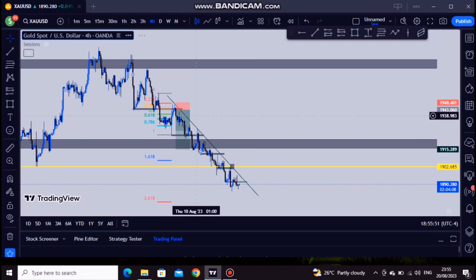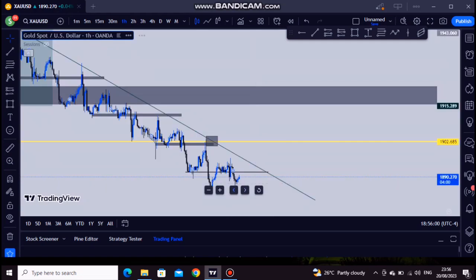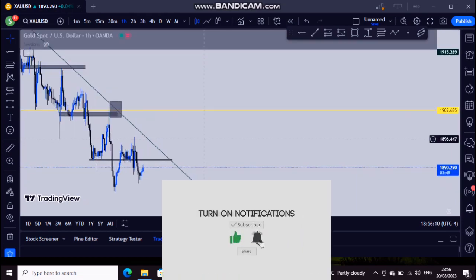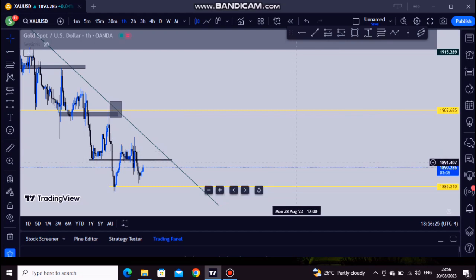So let's go to the 1 hour time frame, alright? Let me show you guys something. If you want to jump on this trade, you want to wait for gold to tap on this level. For you to sell gold, wait for gold to break below this level. This is the forecast for you, right? Wait for gold to break 1886.210.